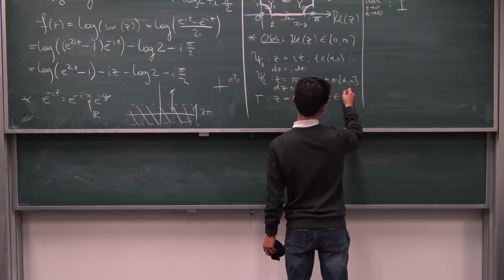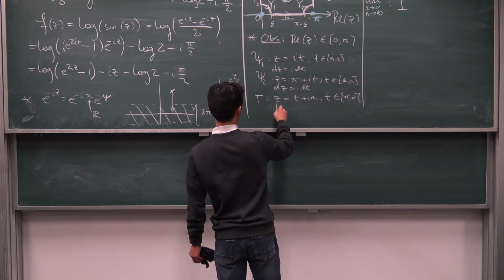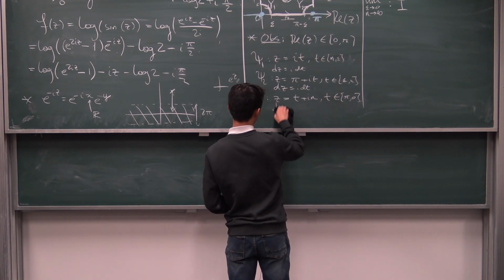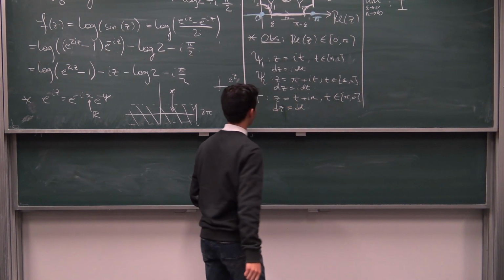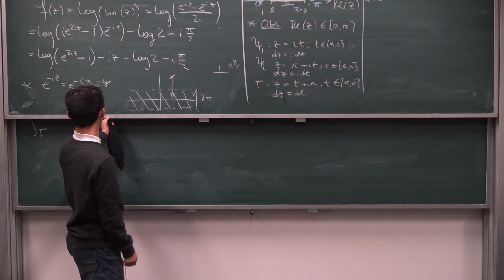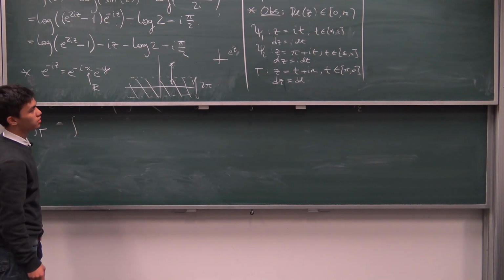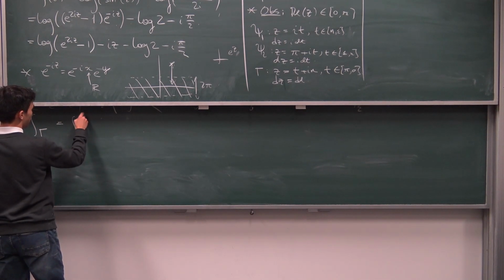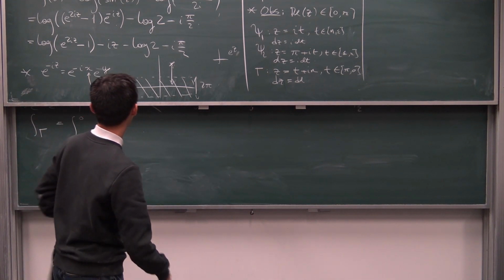So yeah, t on the interval pi to 0, using the illegal notation once again, and then we have dz. What is that going to be? That is going to be equal to dt. That's pretty simple. So let's plug that in and let's see what we get. So first of all, the integral over gamma is going to be equal to the integral from pi back to 0 of, what do we have? We're going to plug t plus i times n in everywhere.